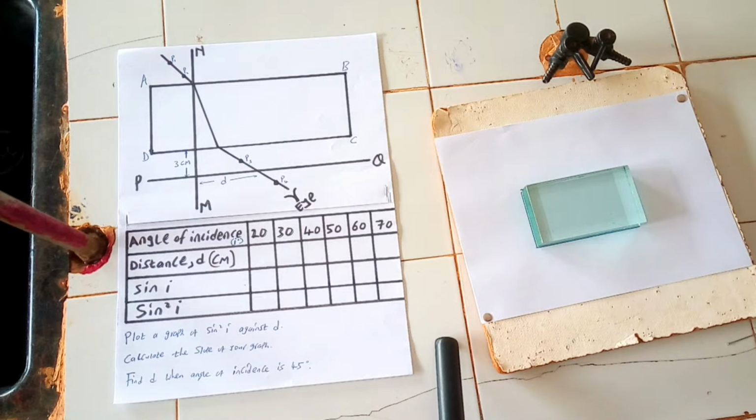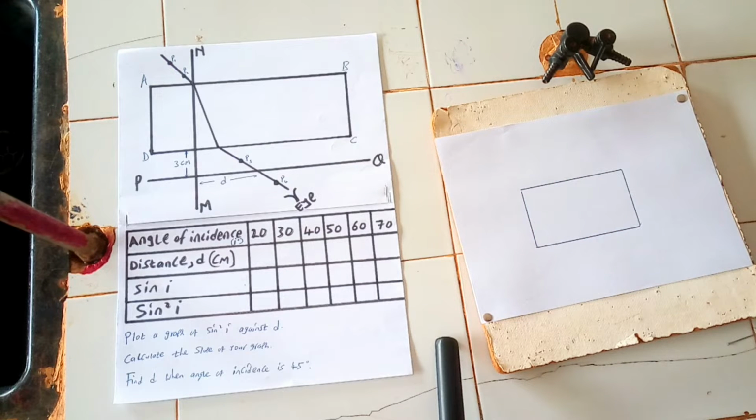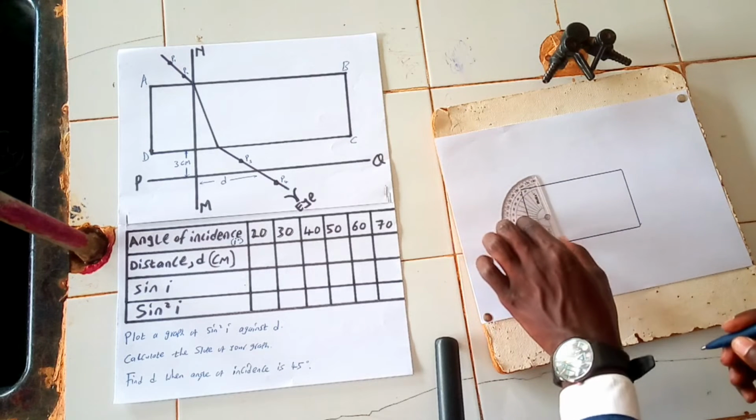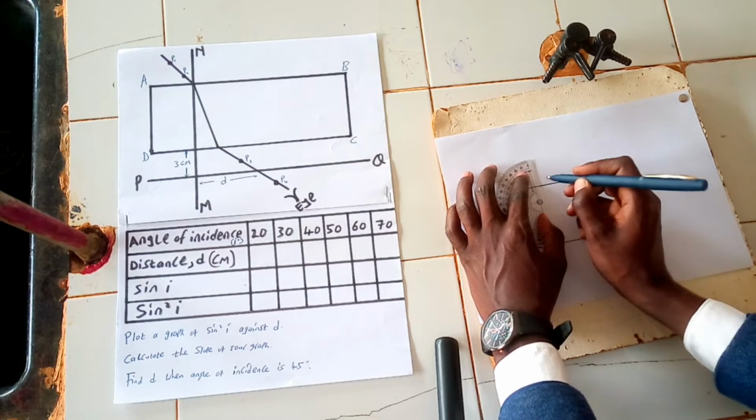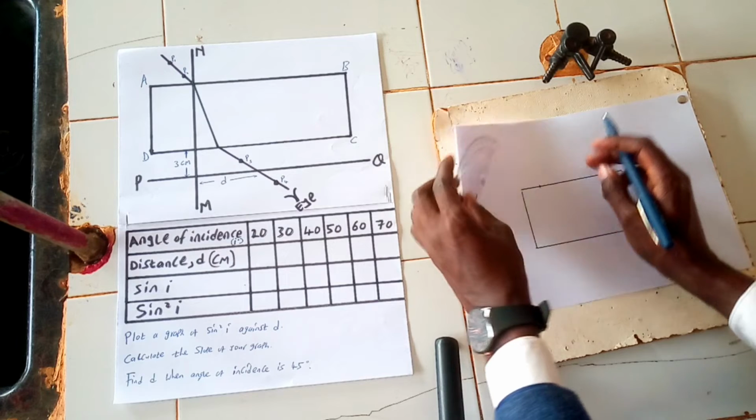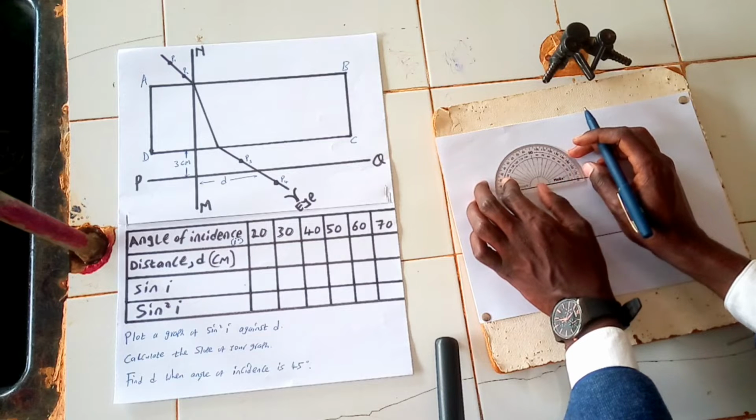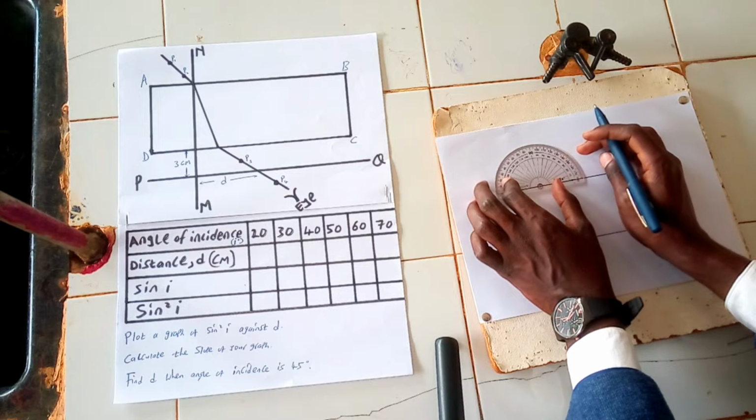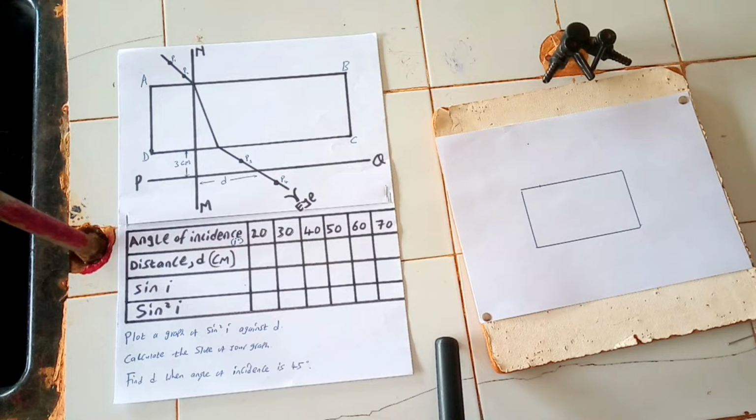So we have traced the outline, and then from there we remove the glass block, and then we want to mark a normal line NM. So we first mark a point close to the end. Let's say that's our point. We measure an angle 90 degrees. So we have that.